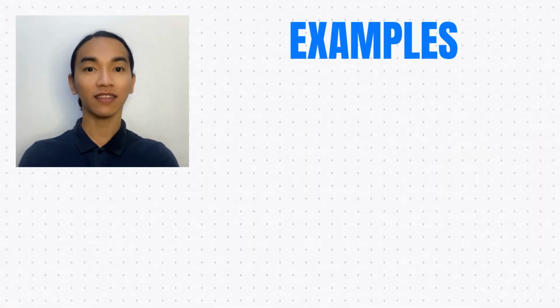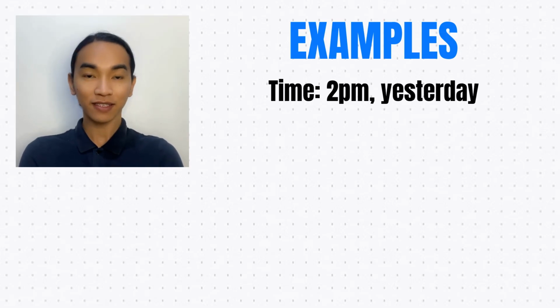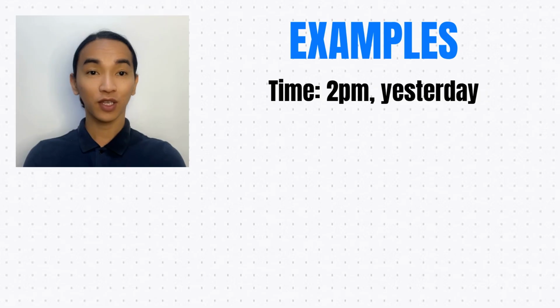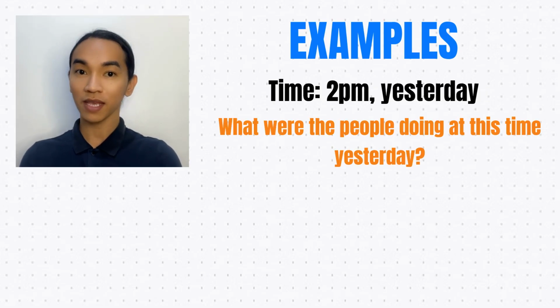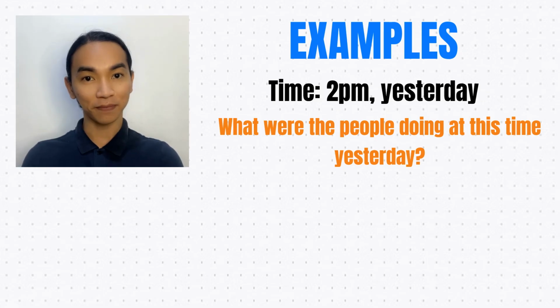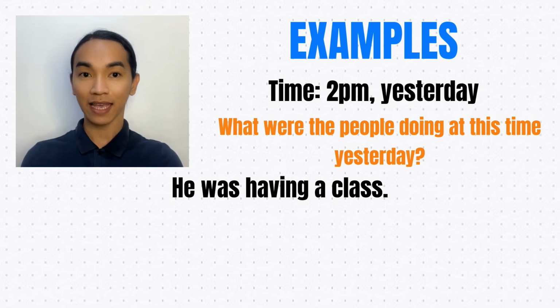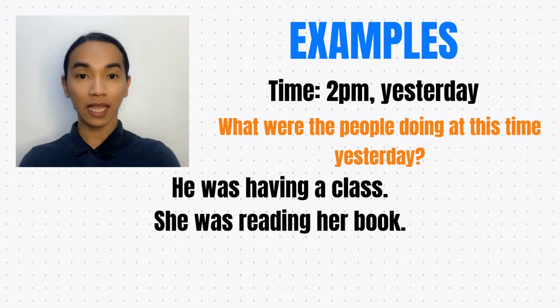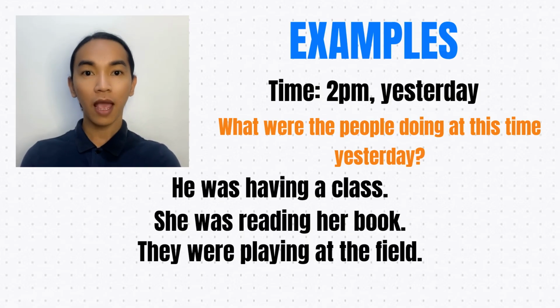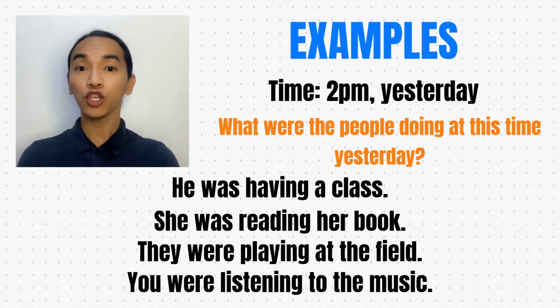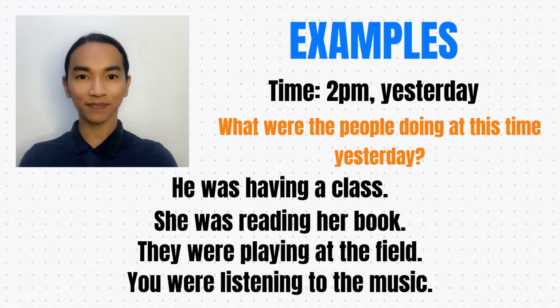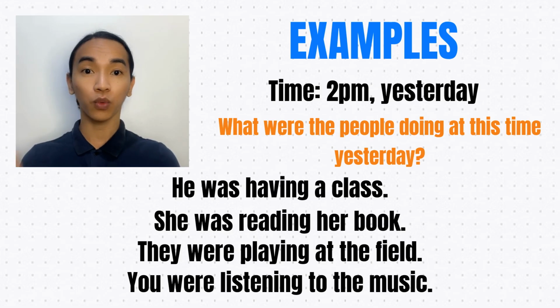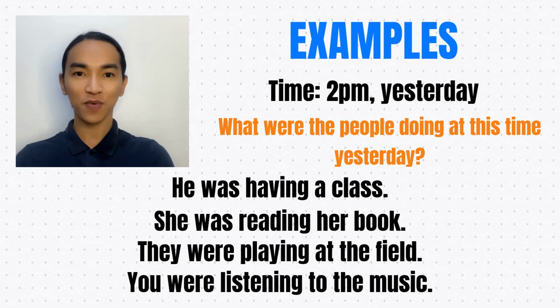Let's imagine that we were talking about the time yesterday at 2 p.m. So you asked the question, what were the people doing during that time? Let me start. First, he was having a class. She was reading her book. They were playing at the field. You were listening to music. All of this happened, or were happening, at 2 p.m. yesterday. So all of the actions were in the past continuous tense.